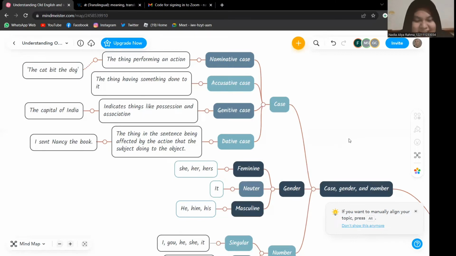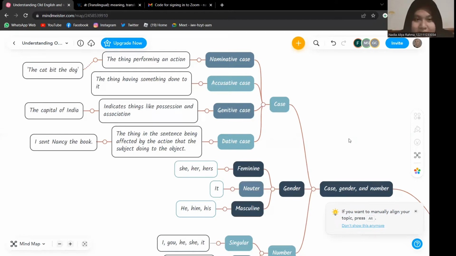The genitive case indicates possession. Old English has possessive pronouns like present-day English does, but if you want to make a noun possessive in Old English, then we need to add a specific genitive inflection. For example, India's capital or the capital of India.